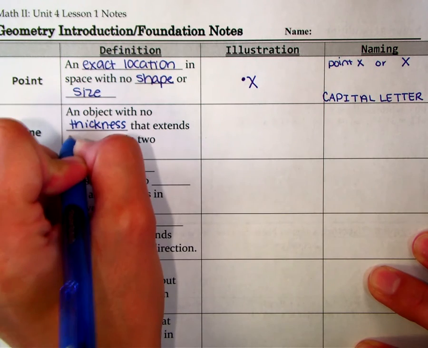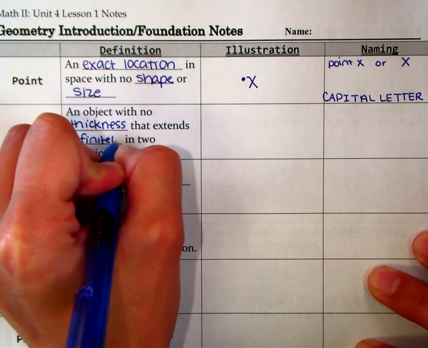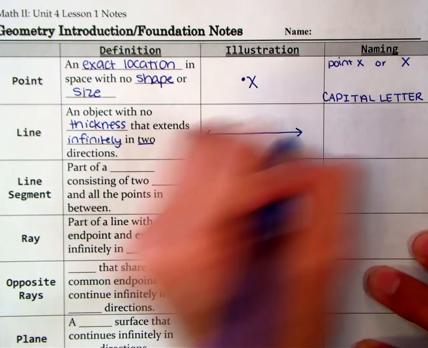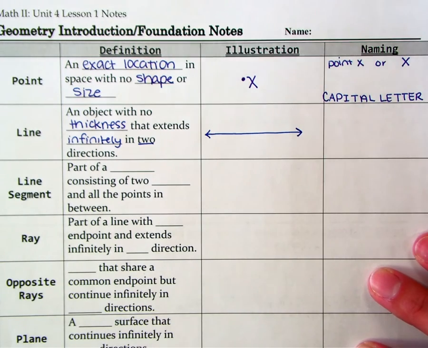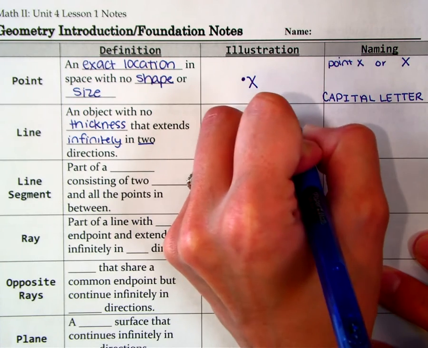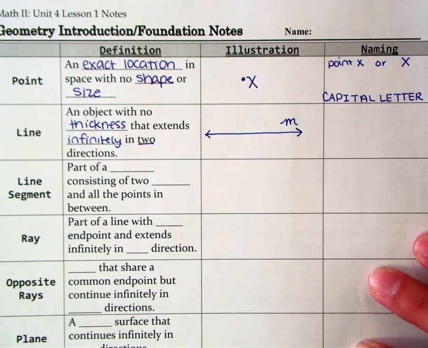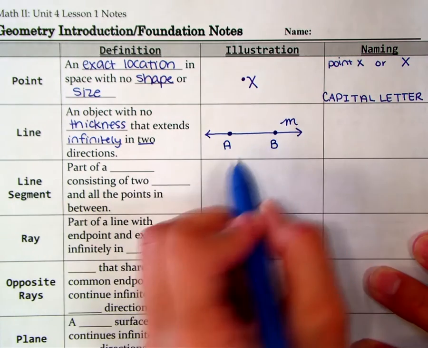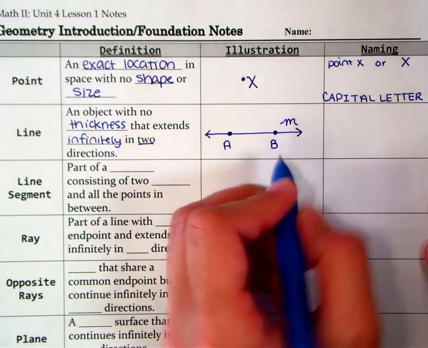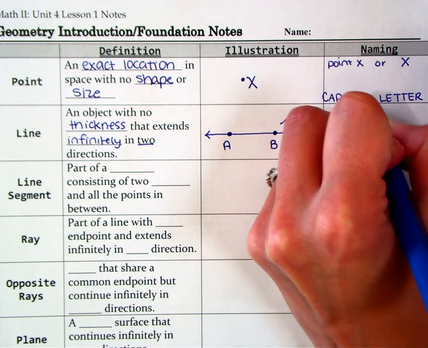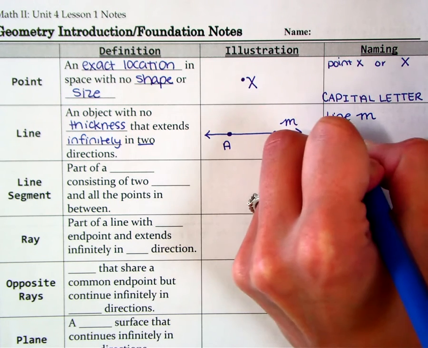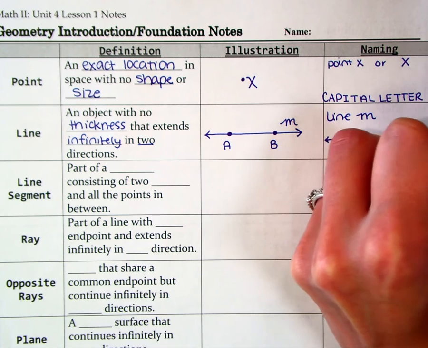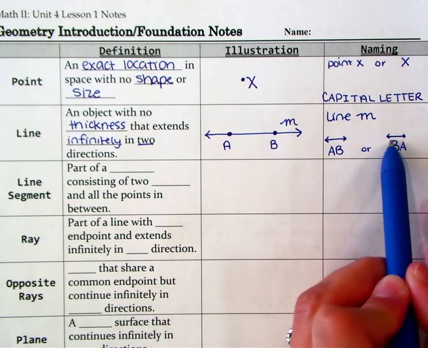that extends infinitely in two directions. So, we've got a line, it's got arrows on both sides. We name lines by a cursive letter or by 2 points. And again, remember those points are capital letters. So when we name it, we can say line M, or we can say AB. We can also say BA, and we want to make sure it's a line, so we put a symbol for a line up above it.